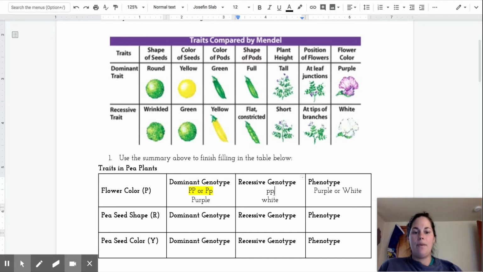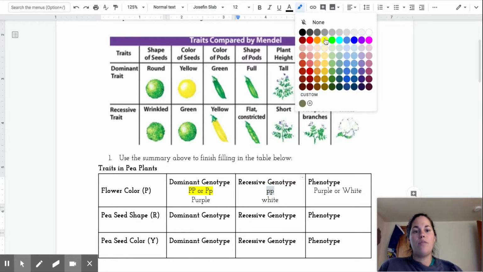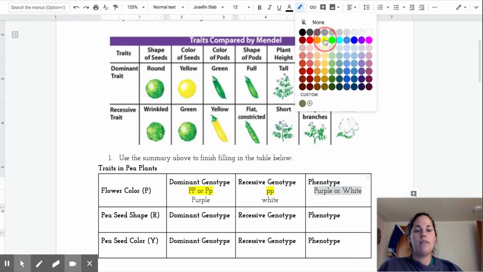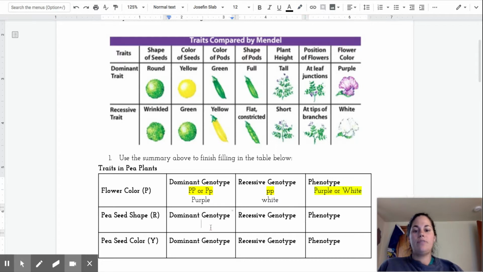The recessive genotype has to have two copies of that recessive allele, so that would be the two lowercase p's, and the recessive trait would look white. So for the phenotype, these flowers can either look purple or they can look white. So that's what we've typed in here. So now we're going to continue, and I'll let you fill in the genotypes for shape and for color. For shape, we're using the letter R, and for color, we're using the letter Y.